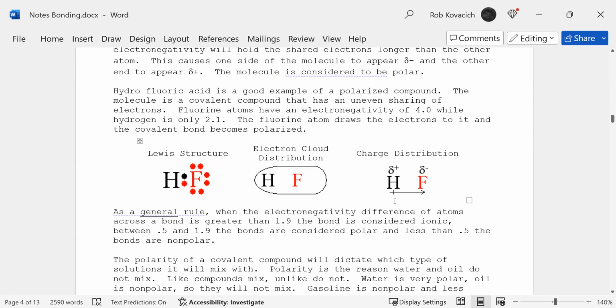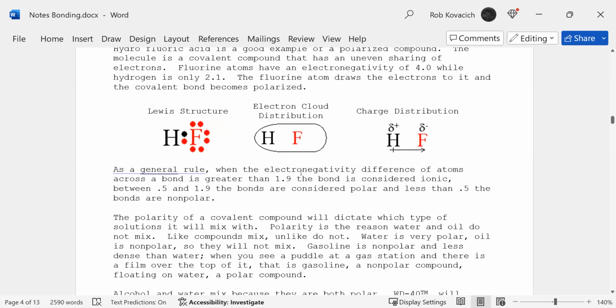And you can show charge distribution by taking an arrow. You write a little plus sign here. You draw an arrow pointing to where the electrons went. So to designate the direction of polarity, you just point an arrow towards where the electrons go. And on the back of the arrow, at the beginning of it, not the arrowhead side, you put a little hash so it looks like a plus charge. So this side is positively charged and that side's negatively charged. And again, the rule is if the electronegativity difference is greater than 0.5, then it's going to be a polar bond, unless it's greater than 1.9. If that's the case, then the bond is actually ionic and the electron will be transferred.